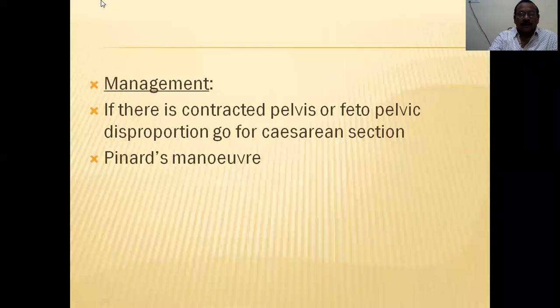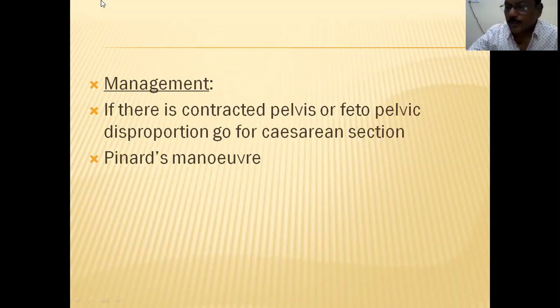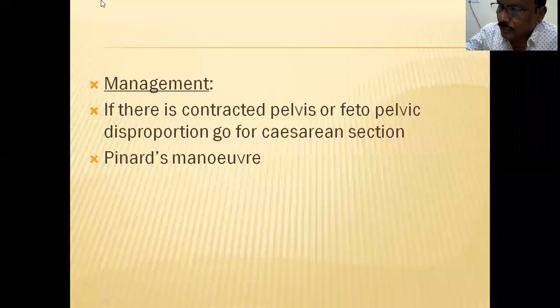When there is a disproportion between the breech and the pelvis, you call it feto-pelvic disproportion. If there is a cephalic presentation, we call it cephalopelvic disproportion. So this is very important. When the fetus is presenting by vertex, you call it cephalopelvic disproportion. When the fetus is presenting by breech, you call it feto-pelvic disproportion.